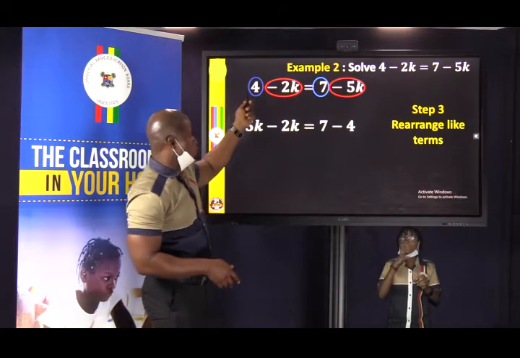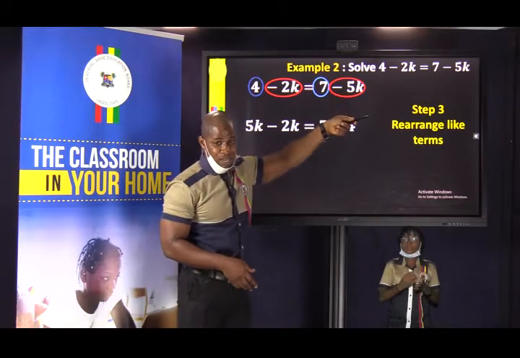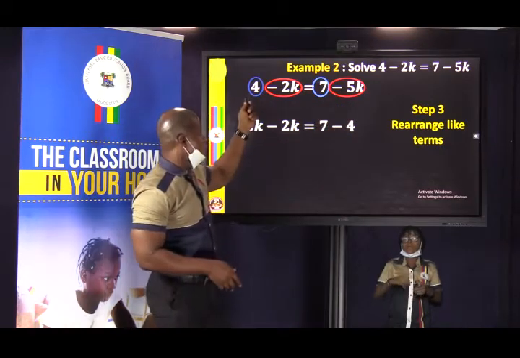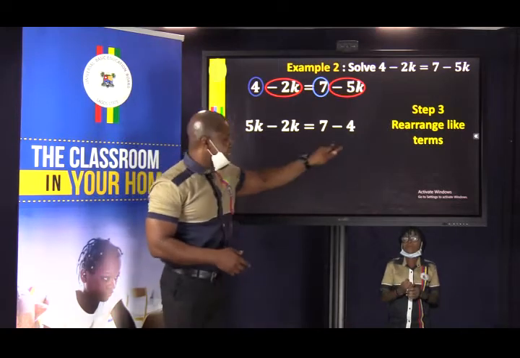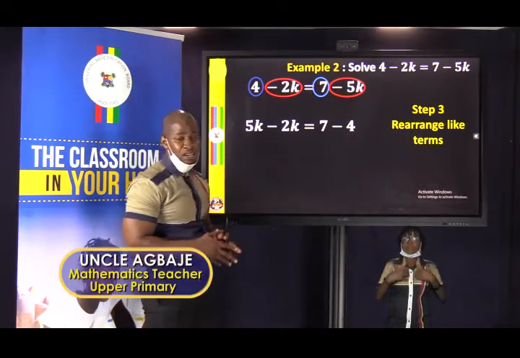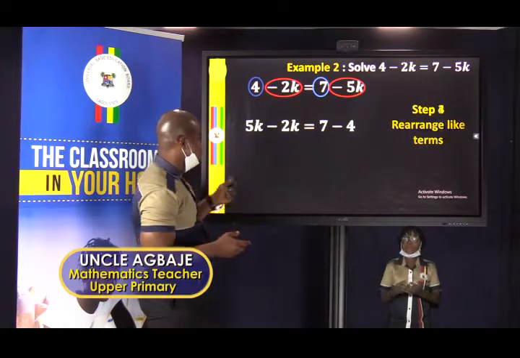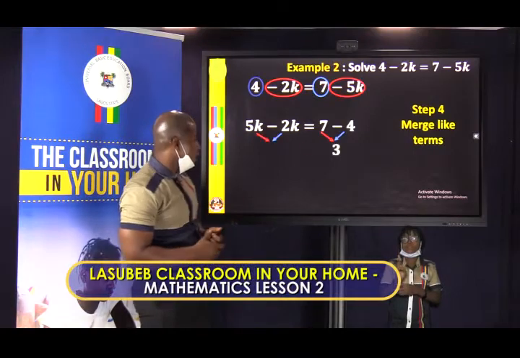But 4 was on the left. Now it is going to cross, and since it was positive before, now it has crossed, it becomes negative 4. Now this line is very critical, so you have to get the arrangement right. But once you are here, you're home free, my friend. Just merge like terms. 5k minus 2k, that gives us 3k.